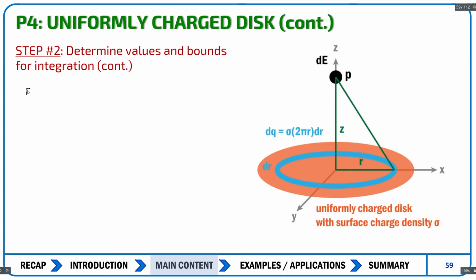So we have E being equal to the integral from 0 to r of 2 pi k r sigma z divided by r squared plus z squared to the power of 3 over 2 dr in the z hat direction. Now let's first factor out everything that's a constant. So that's 2 pi k sigma z.